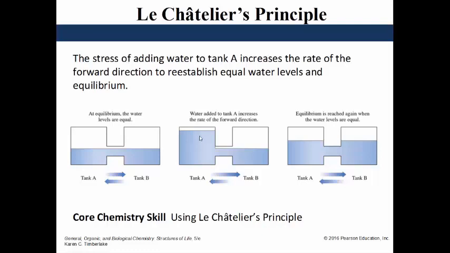So what that does is, in order to get back to an equilibrium, this reaction will be forced this way in order to relieve that stress. So now when the water levels get back at the same level, they're at equilibrium again. But this change, by adding water to tank A, increases the rate of the forward reaction. So this is Le Chatelier's principle: adjusting the rate of either the forward or reverse reaction to negate the addition of the stress to that system.